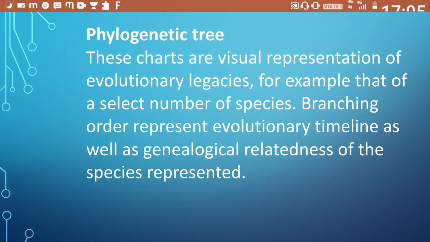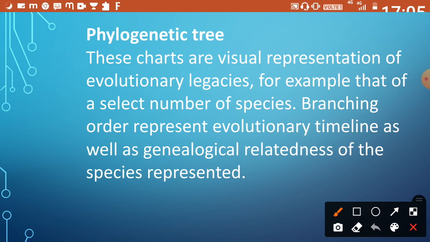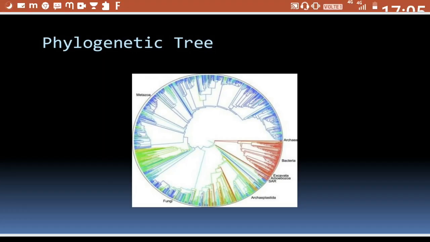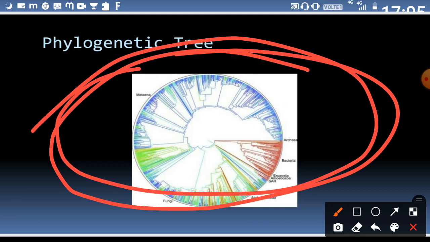You can see it represents the evolutionary legacies and evolutionary changes. This is how the phylogenetic tree looks. You have to give the data to the software to plot a phylogenetic tree, and then it will plot the phylogenetic tree, something like this.